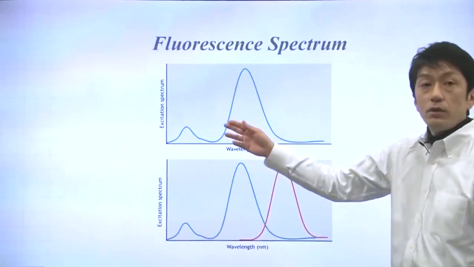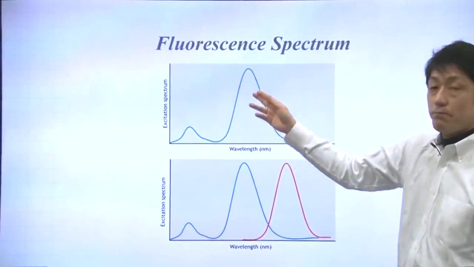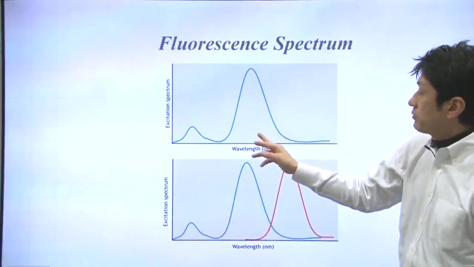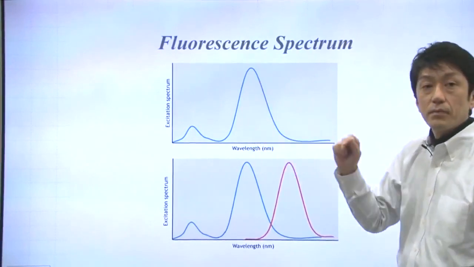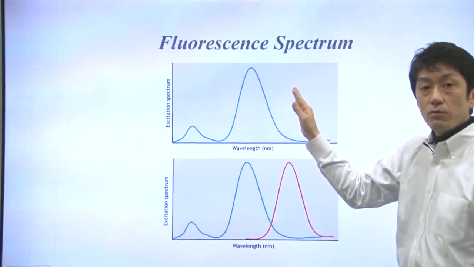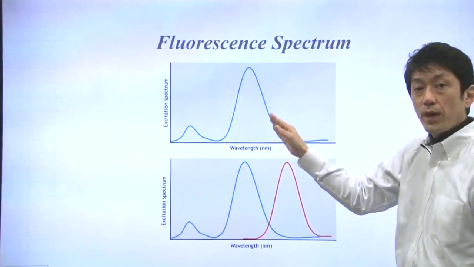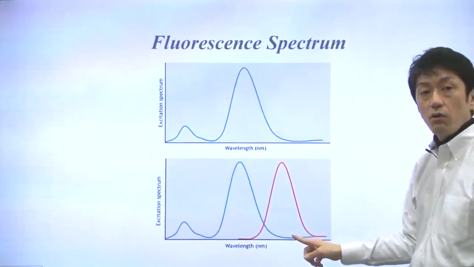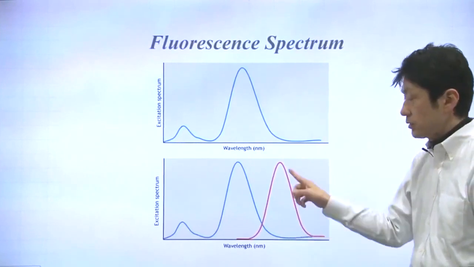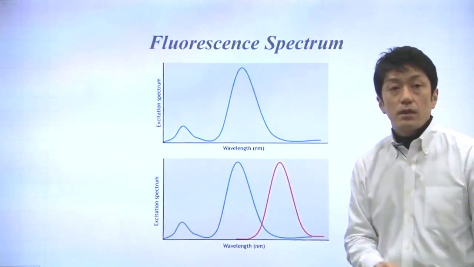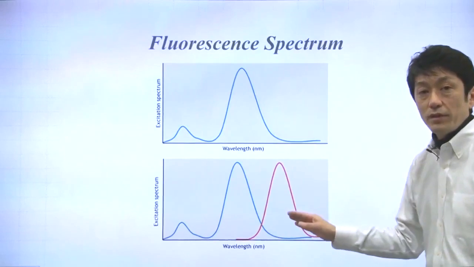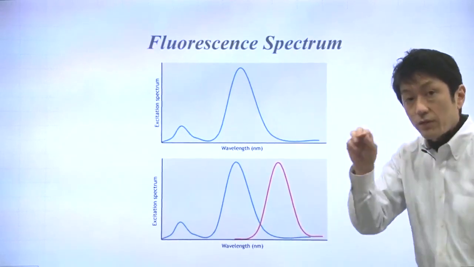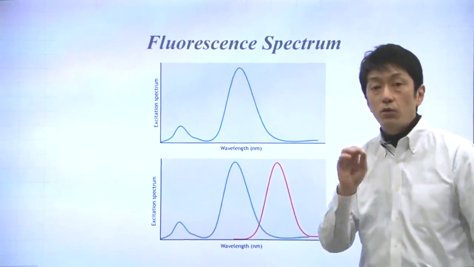Here is a typical fluorescence spectrum. This fluorescent molecule absorbs the light right here, but emits the light at a slightly longer wavelength. Then, if the wavelength of the emitted light is within the visible region, you can actually detect the emitted light by your own eyes.